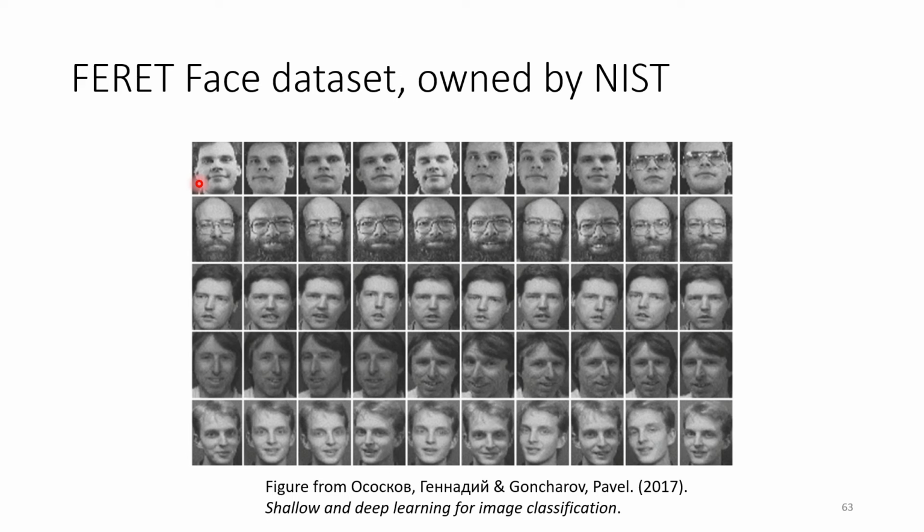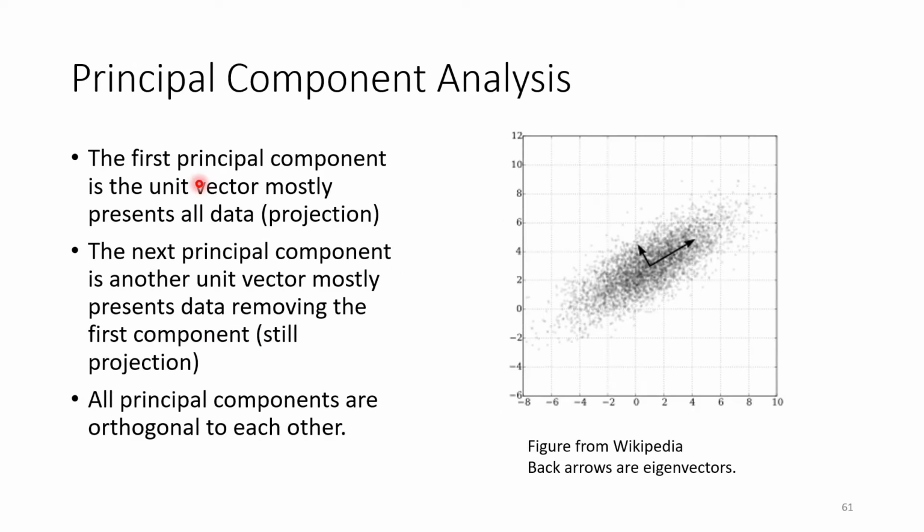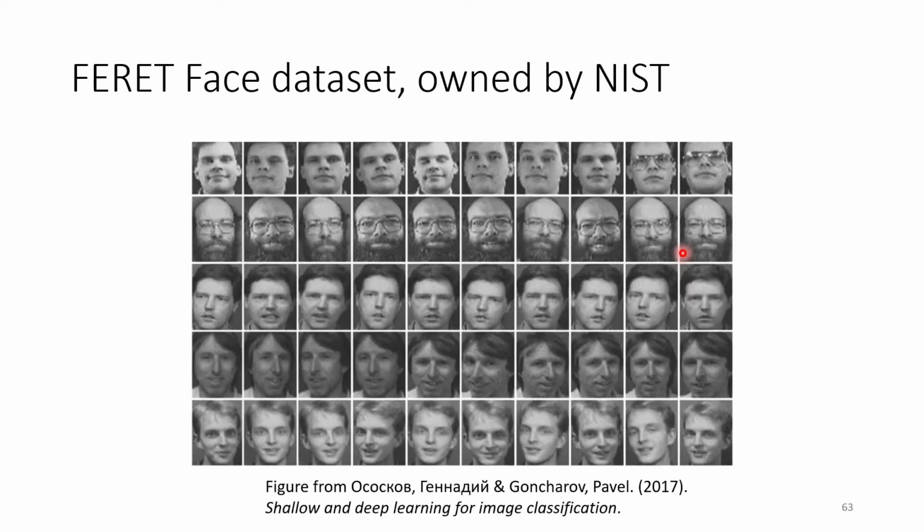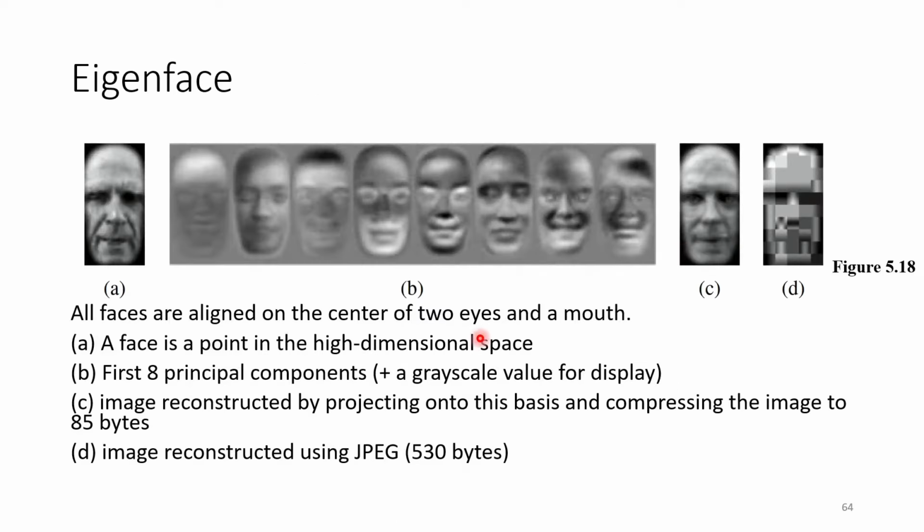When you have a data set, say every face is a point in the distribution, and then you find their principal components. What will it be like? It will be like this. So this is a given image, and this is the first principal component, second, third, fourth, and so on. Totally 8. Here we only show 8 principal components.